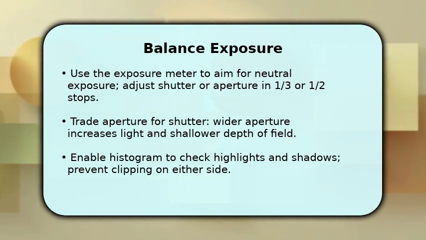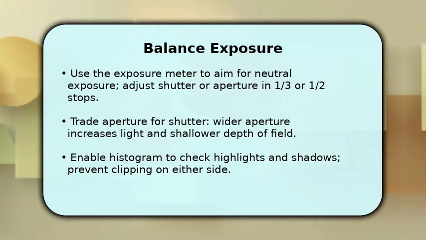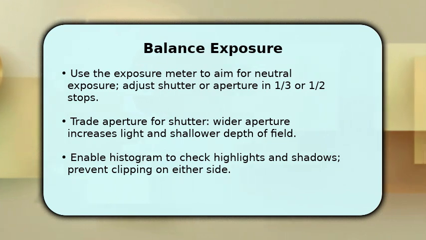Watch the meter and move shutter speed in 1/3 or 1/2 stop increments until the meter centers. Make aperture swaps to preserve depth of field when needed. Use the histogram to confirm you aren't blowing highlights or crushing shadows. If you are, adjust exposure compensation or lower ISO.